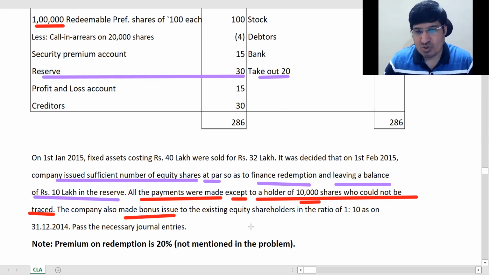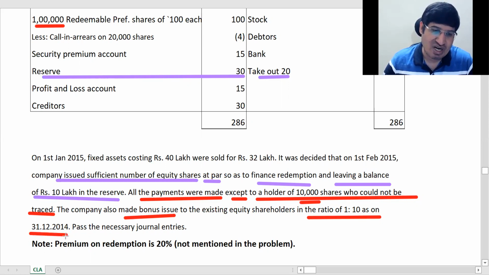Then bonus issue after this, it's bonus issue of 1:10. See the date here written is 31/12/2014, but I think it should have been 31/12/2015. Basically, after all this has been done, then they have given bonus shares. Even if you see the solution in the study material, the last thing which is coming is your bonus shares.